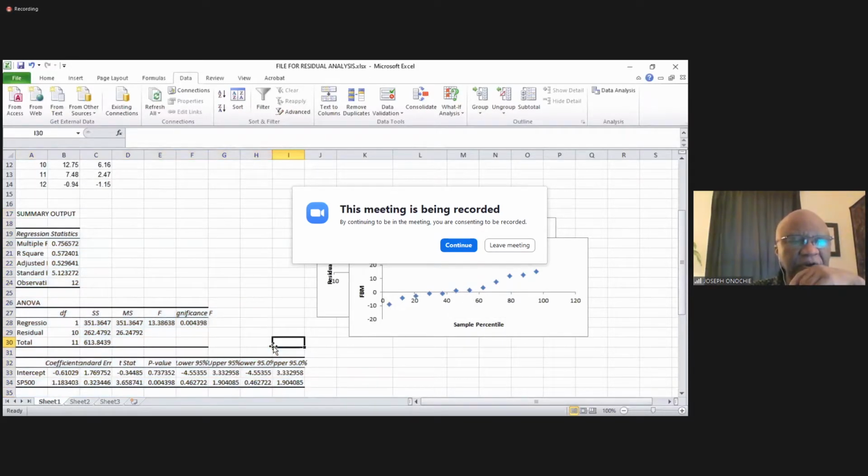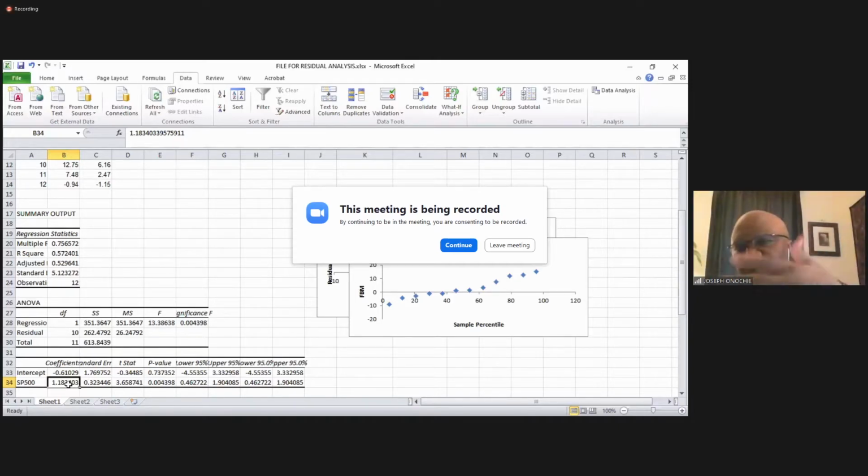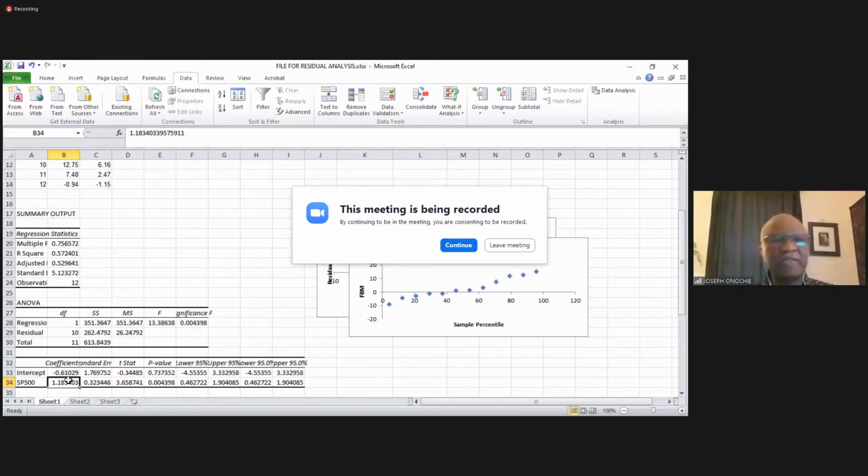So this is my OLS. My OLS says that the equation is 1 point this. So the intercept is this, and this is the, what is this number again? 1.183? The beta. Okay, in ordinary coffee beer language? That's the slope. You're my man, Alec. Thank you. Okay, good. That's the slope.